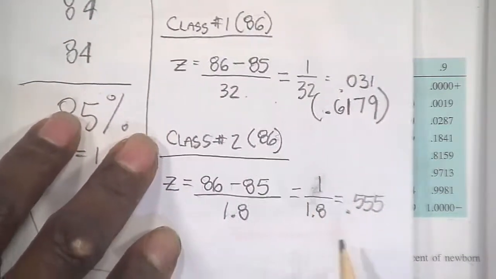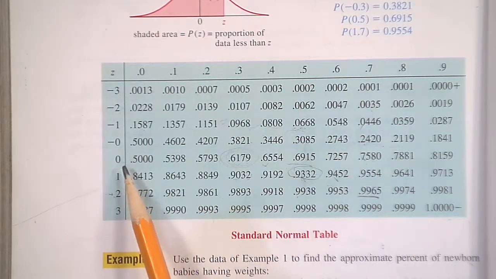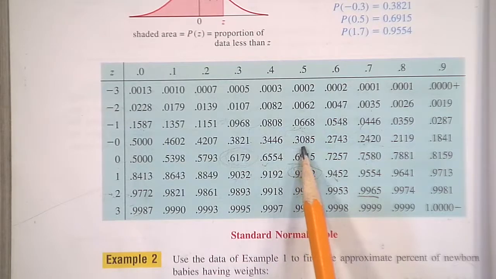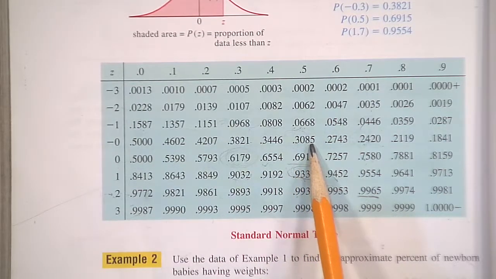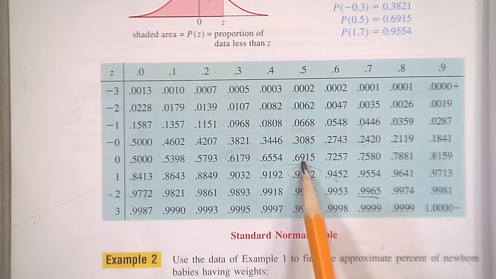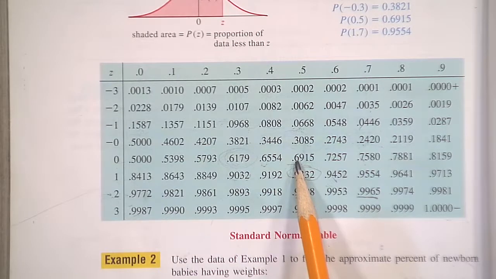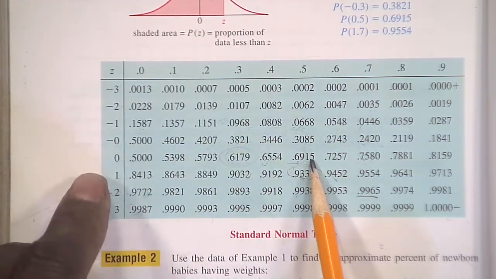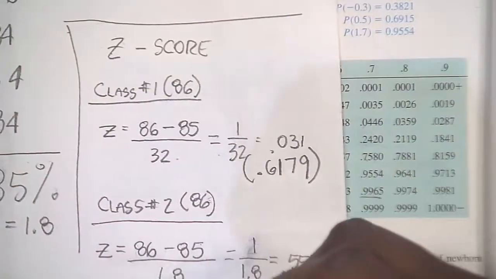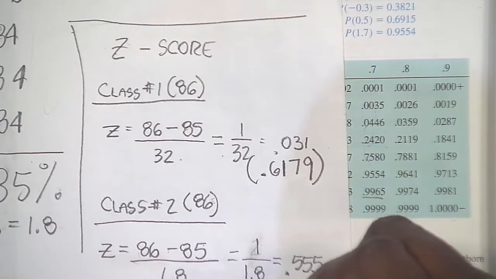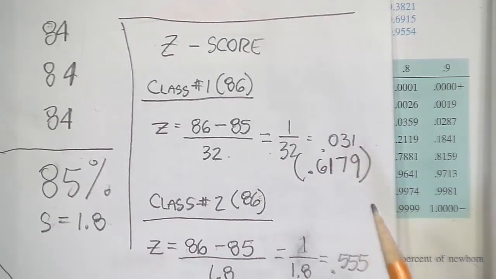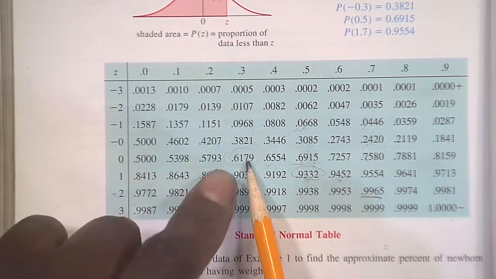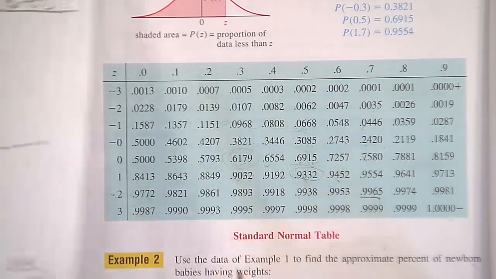And then we also had another Z-score here of 0.555. So we go to 0.5, which would be about right here, and then 0.05. You take horizontally here, and then you end up with 0.6915. And over here, I had 0.31, so you go 0, and then we need 0.3, and we got 0.6179.